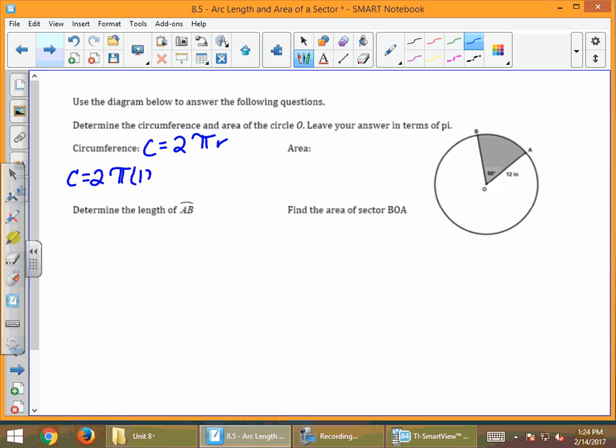So 12. It says leave in terms of pi, which is nice. So when this happens, all you have to do is multiply the numbers. What's 2 times 12? 24. And then tack on pi. So the circumference, the length of this whole entire circle, so if we were to take a ruler and measure the whole entire circle on the outside, it'd be 24 pi inches.